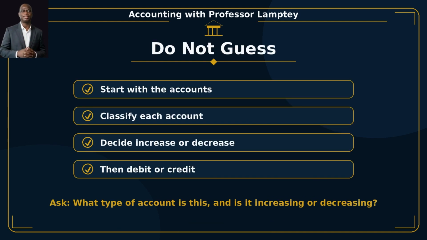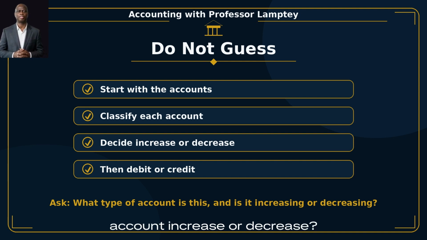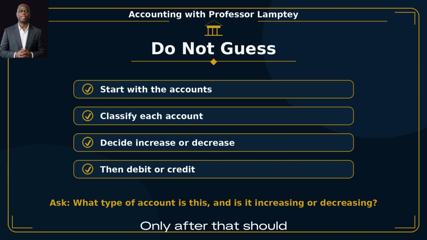After working through these examples, you may be asking, "Professor, how do I know whether to debit or credit without getting lost?" Here is the answer. Use the 4-step method every time. Do not guess. Do not start with debit or credit. Start with the accounts. Ask yourself, what accounts are affected? Then ask, what type of accounts are they? Then ask, did each account increase or decrease? Only after that should you decide, debit or credit.